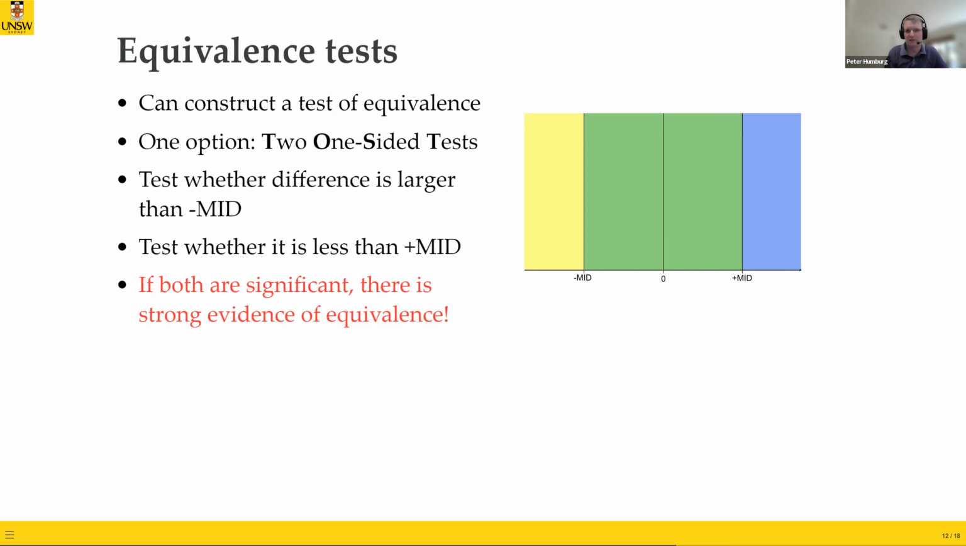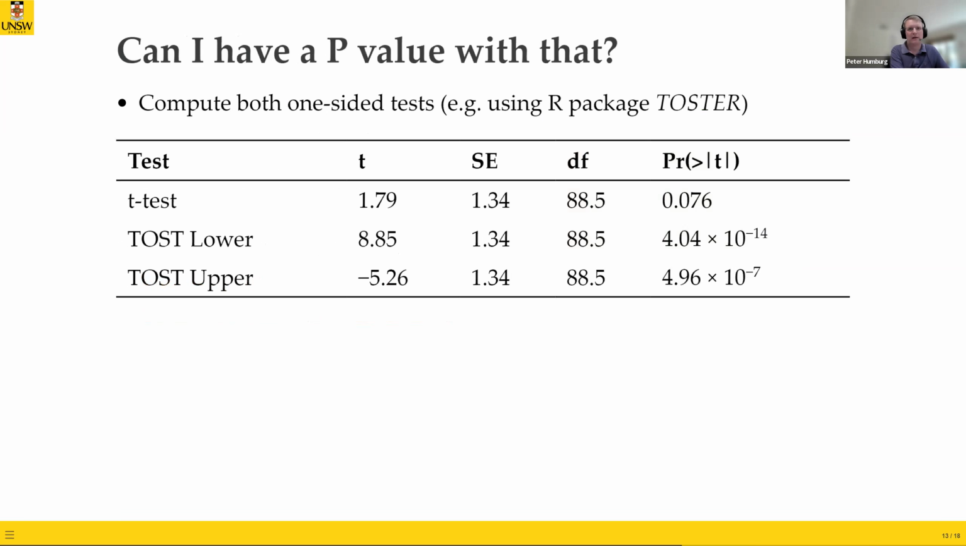So the question is how to calculate the minimum important difference. You don't calculate it, you know it, right? So you have to consider the problem you're studying and what that difference means. And so you have to use your domain knowledge to decide how large a difference has to be of any sort of consequence.